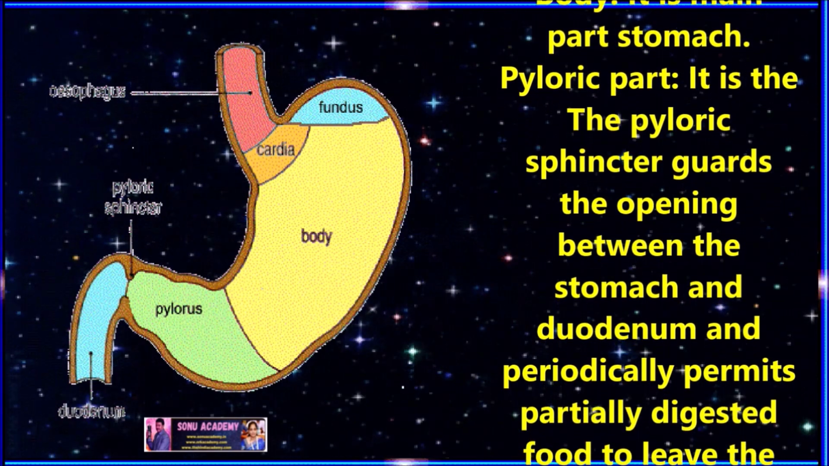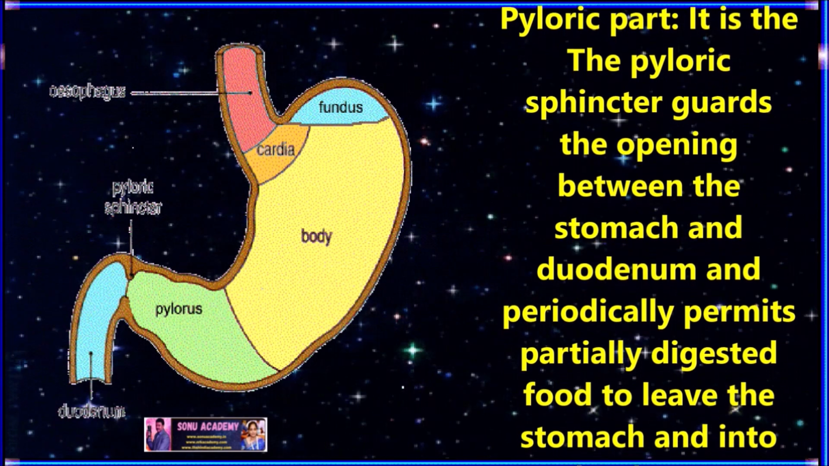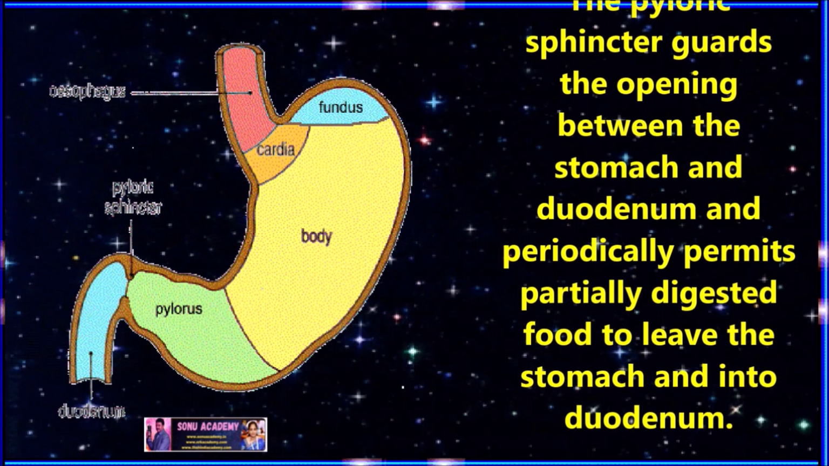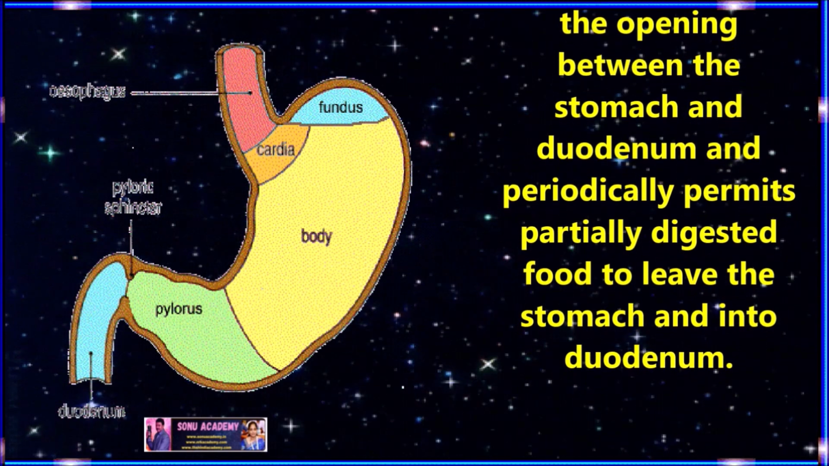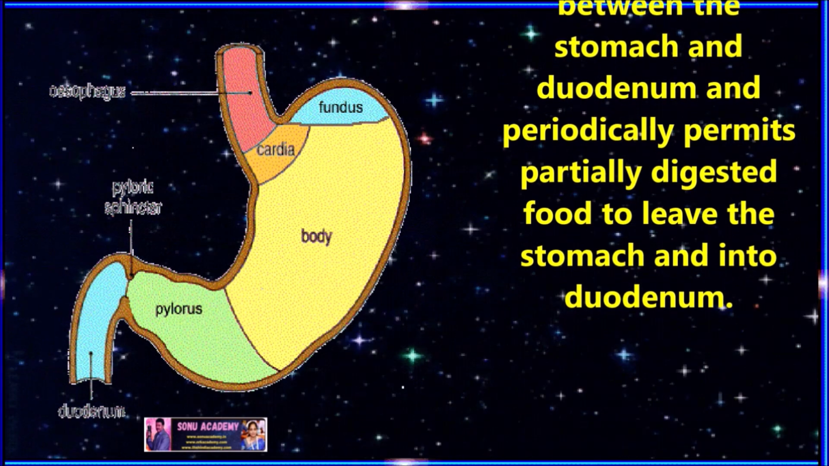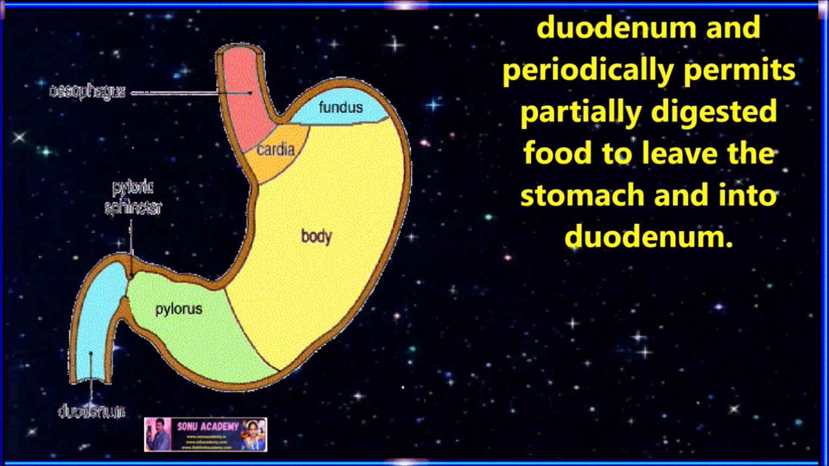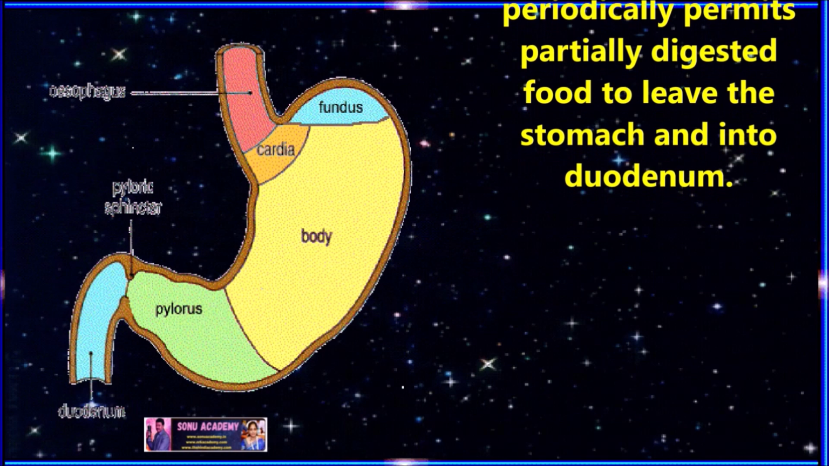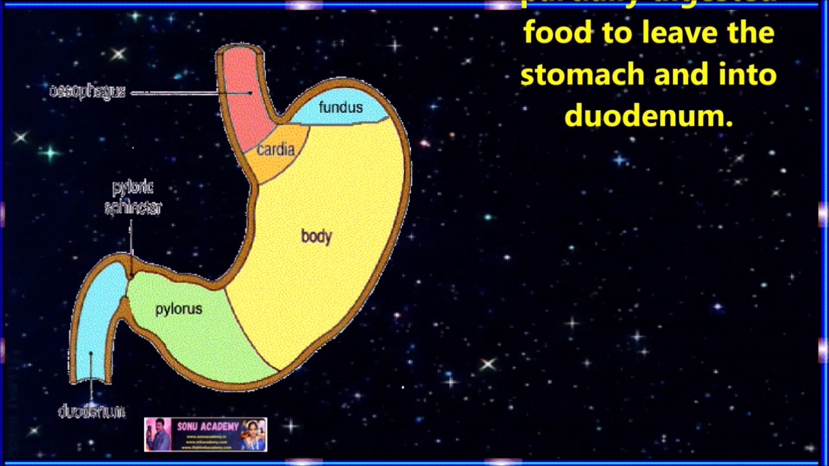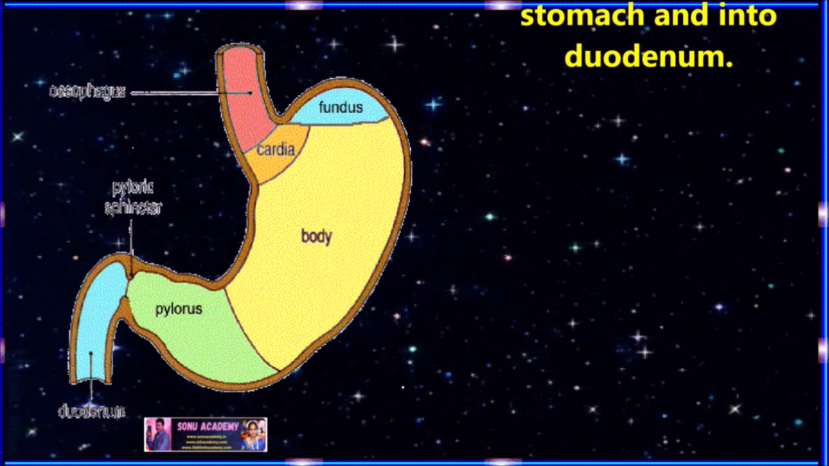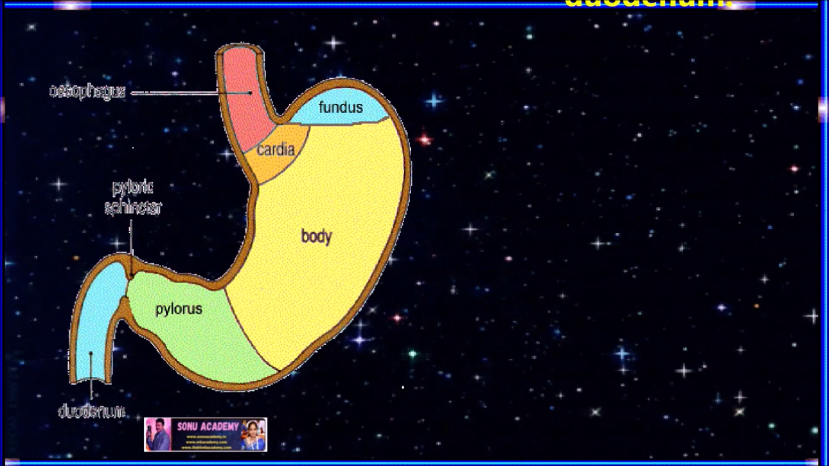Pyloric part is the distal part of the stomach. The pyloric region is divided into pyloric antrum and pyloric canal. The pyloric sphincter guards the opening between the stomach and duodenum. It periodically permits partially digested food to leave the stomach and enter the duodenum.